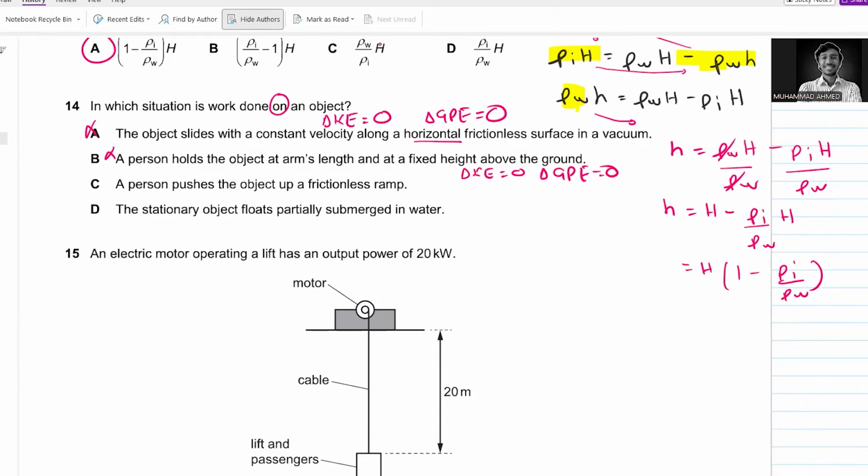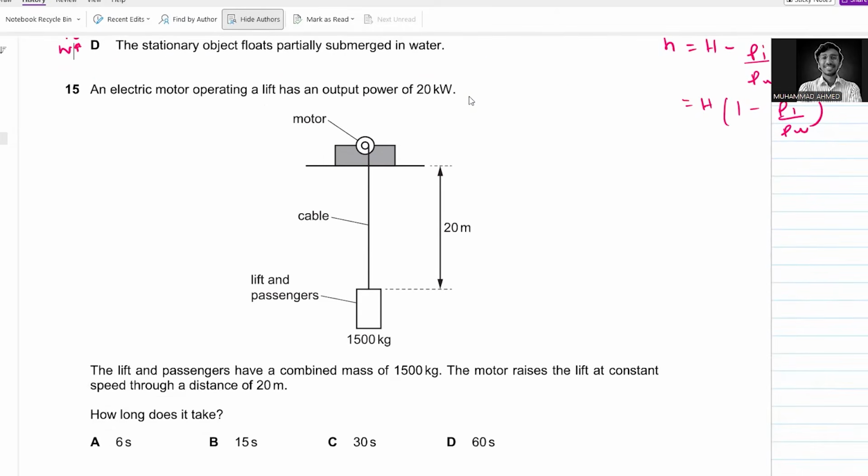C को देखो. A person pushes an object up a frictionless ramp. Height gain हो रही है. Gravitational potential energy gain हो रही है. You are gaining gravitational potential energy. मतलब work done हो रहा है. C is your answer. Let's further move ahead.